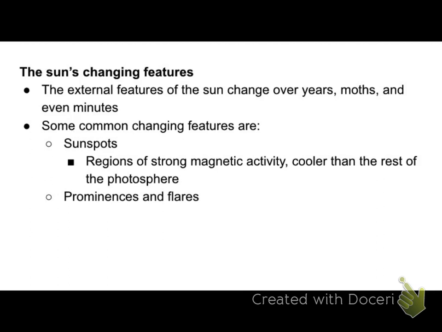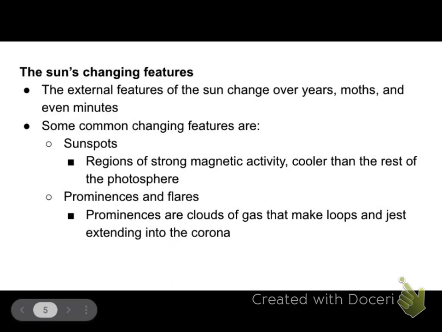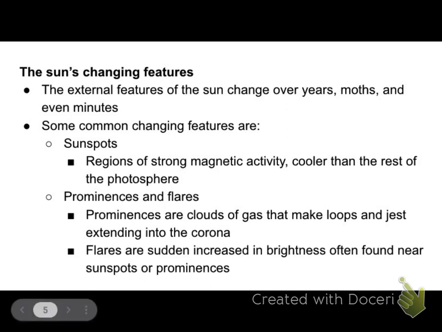Then we have things called prominences and flares. So a prominence is a cloud of gas that makes a big loop or a jet, and it extends up into the corona of the sun. And then a flare would be a sudden increase in brightness of an area. This usually happens near a sunspot or near a prominence that's happening. That's why we looped them together.